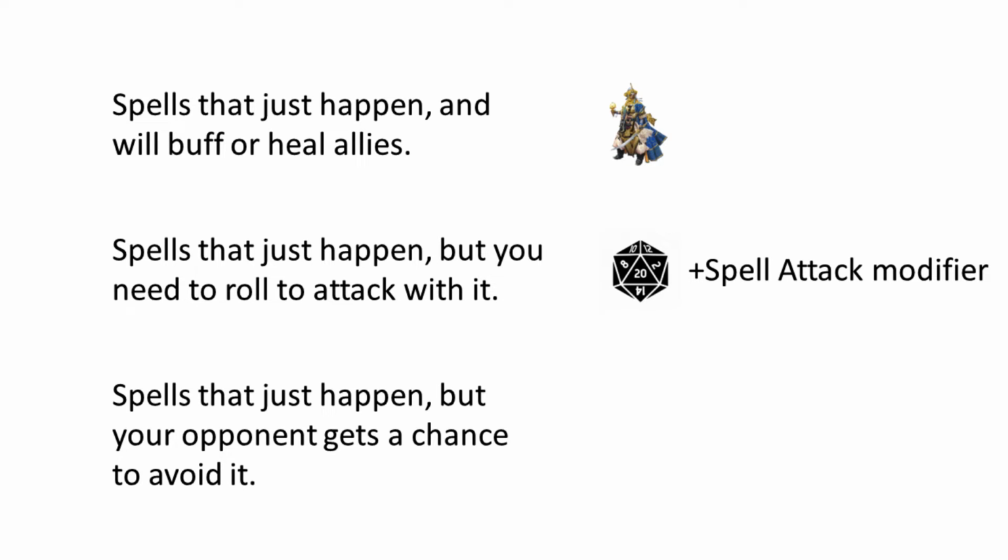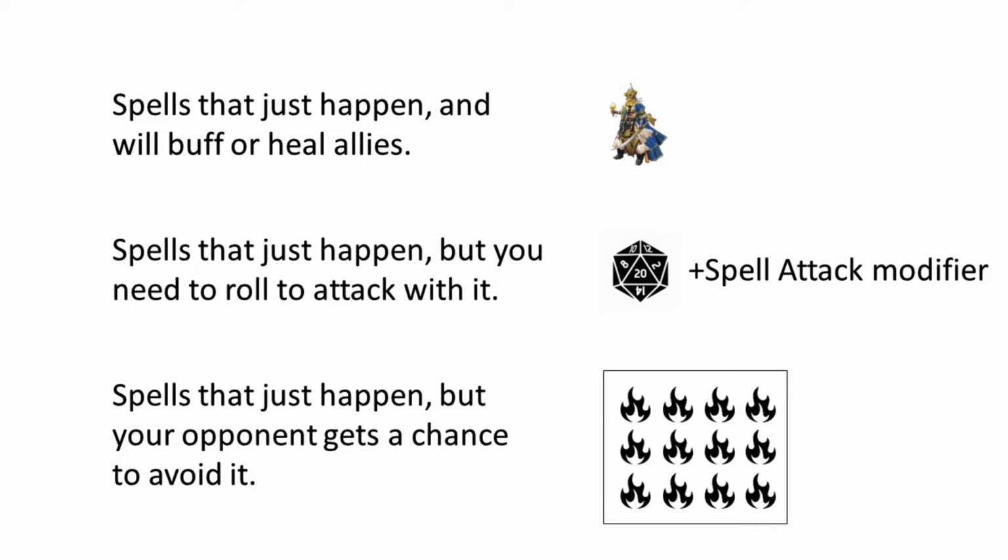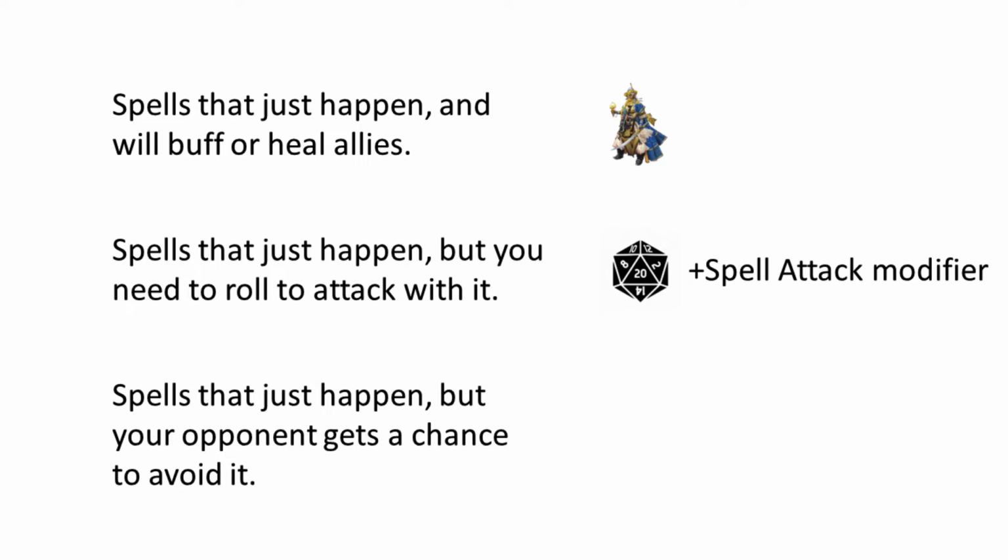Number 3, let's say you have a spell that creates a 5x5 column of fire. Again, this column of fire will just happen, but it's only fair that the opponent gets a chance to avoid it with a d20 roll. They need to meet or exceed your spell DC.